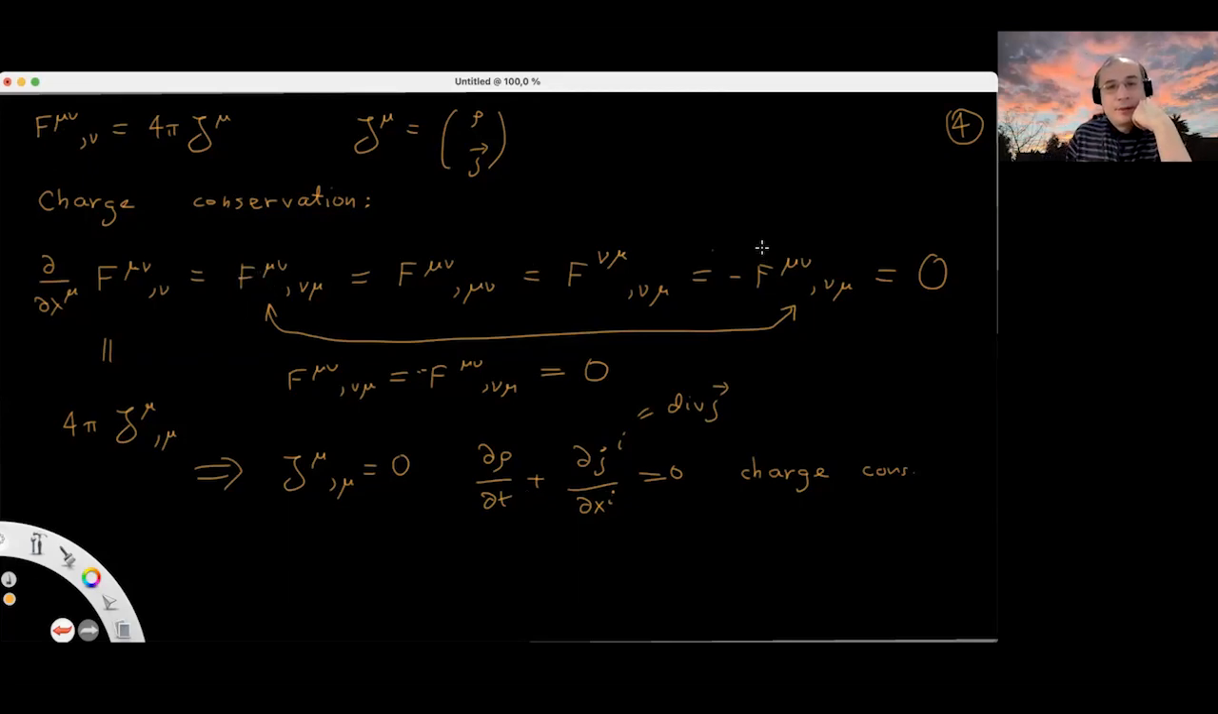Please remember this mathematical trick. If we have a general antisymmetric tensor, A alpha beta, and we differentiate it twice, then this has to be zero because these two indices are antisymmetric and these two indices are symmetric. If we contract symmetric with antisymmetric, the result must be zero. Okay, any questions to this part?